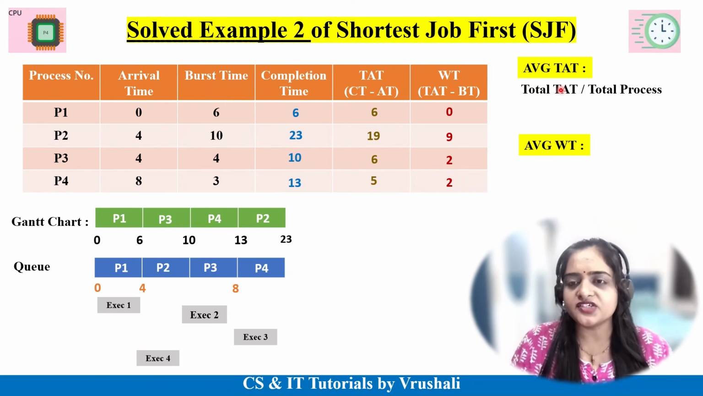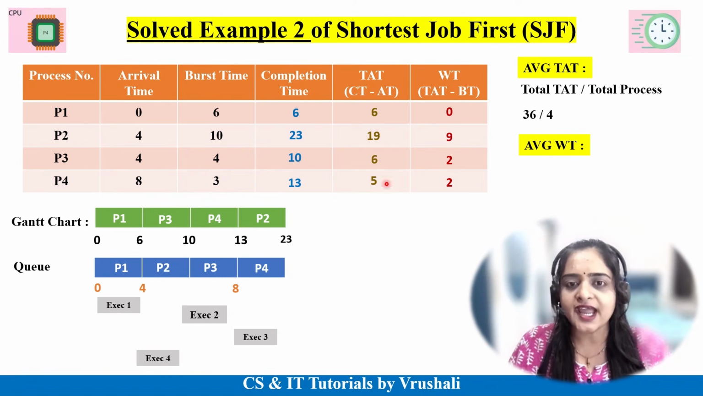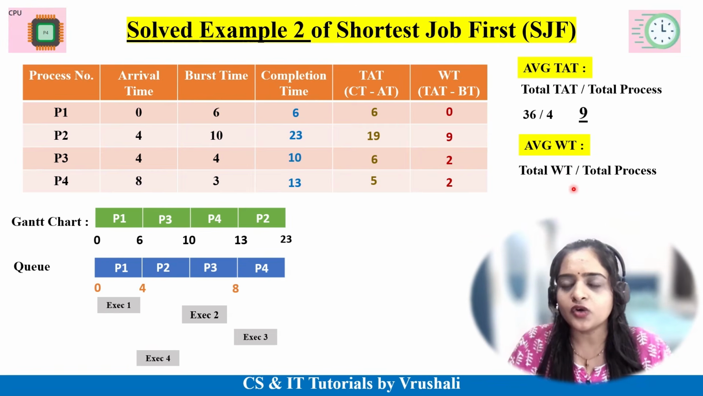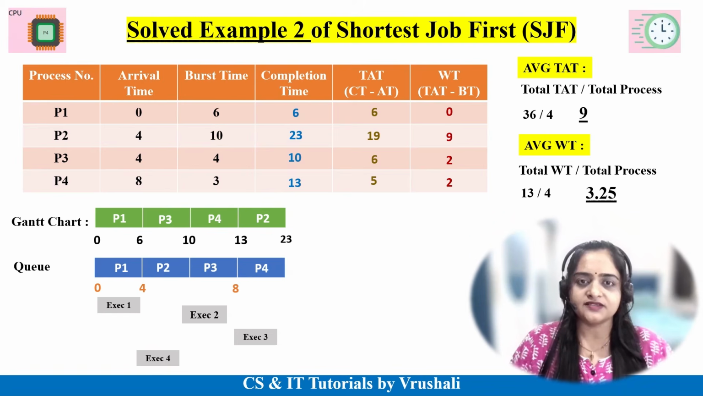Now find out the average turnaround time. The formula is total turnaround time divided by total processes. So just take the addition of all these values. The addition is 36 divided by total processes 4, means the average turnaround time is 9. Again, find out the average waiting time: total waiting time divided by total processes. So just calculate the addition of this, that is 13 divided by 4. So the average waiting time is 3.25. So in this way you can solve different types of examples.